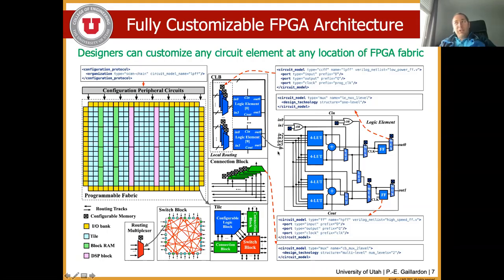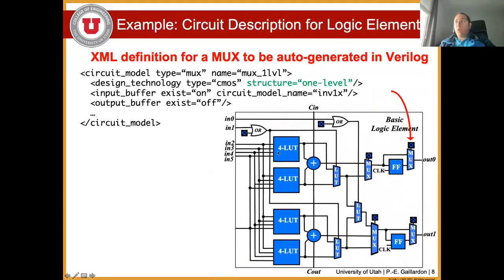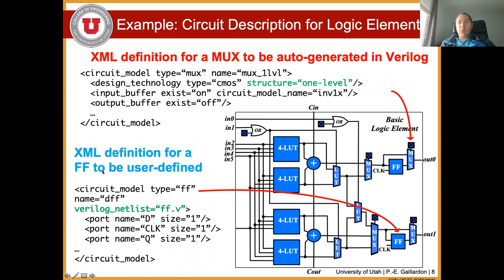So in addition to being fully customizable, we do support many different modes. For example, as I told you here, we can describe the MUX structure with one level. We want to have input buffers that are there, no output buffers, that kind of thing. So you have a very low level of control. At the same time, you can be user-defined, right? So this is a flip-flop that you take from my flip-flop.v, and this .v file contains whatever you want there, for whatever level of complexity. So you can have that.